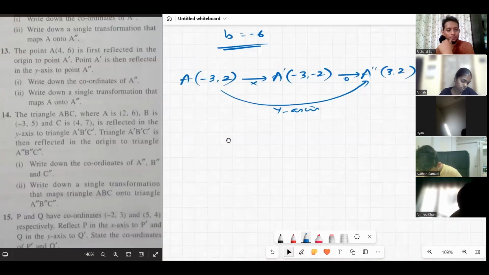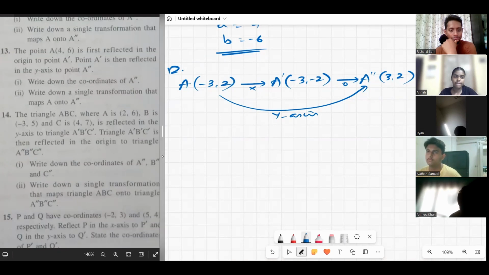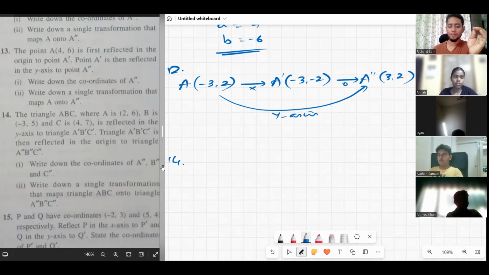Next, 14th question. The triangle ABC, where A, B, and C are 3 different points, is reflected in the y-axis to another triangle A dash, B dash, C dash. Then that triangle A dash, B dash, C dash is then reflected in the origin to a triangle A double dash, B double dash, C double dash.